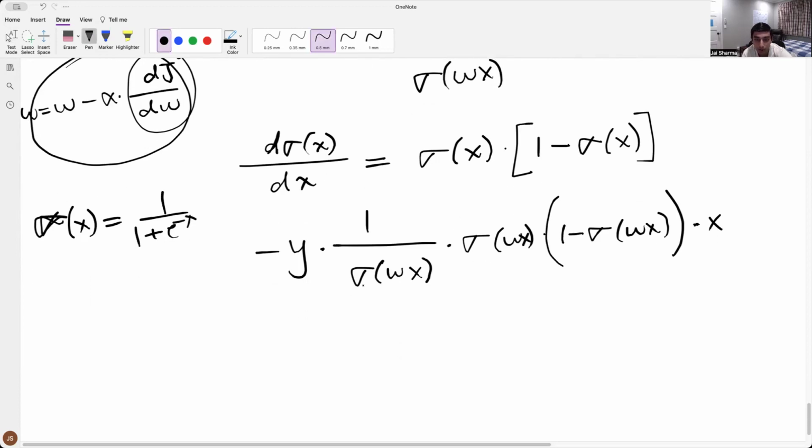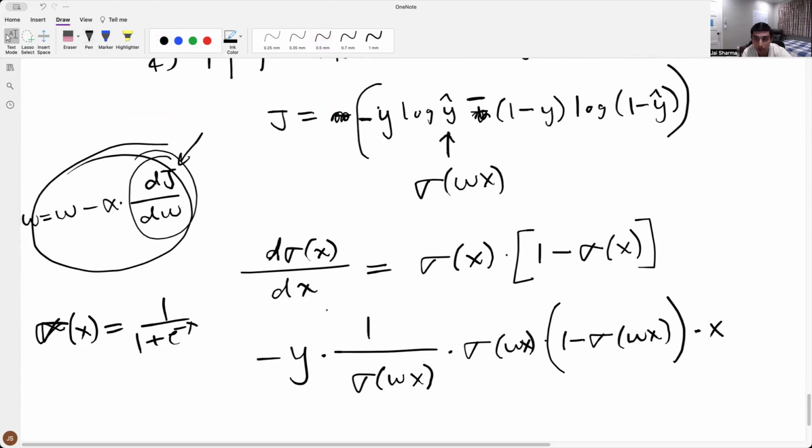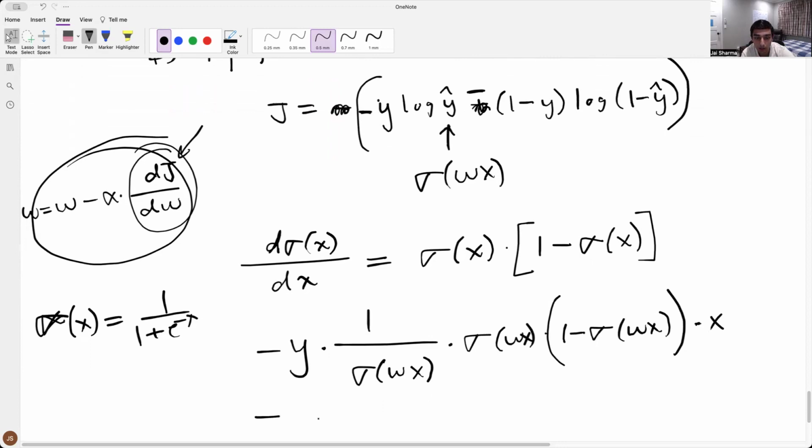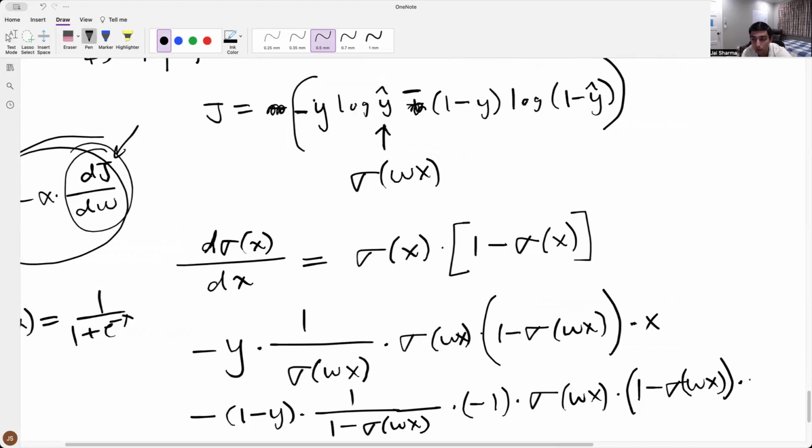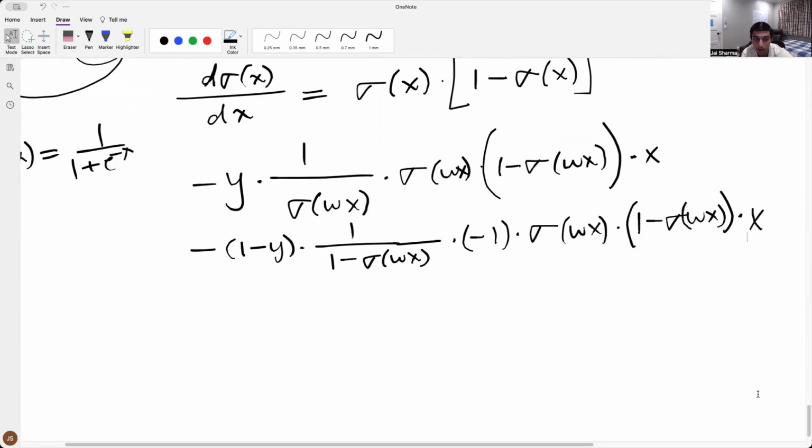Now that's the first term. The second term would be something similar: negative 1 minus y times 1 over 1 minus sigmoid of wx, times now we would have a negative 1 in here, and then the sigmoid of wx, and then 1 minus the sigmoid of wx, and then x at the end. You can go through all of these and verify them for yourself. I think this should be correct, and this would be dJ/dw.